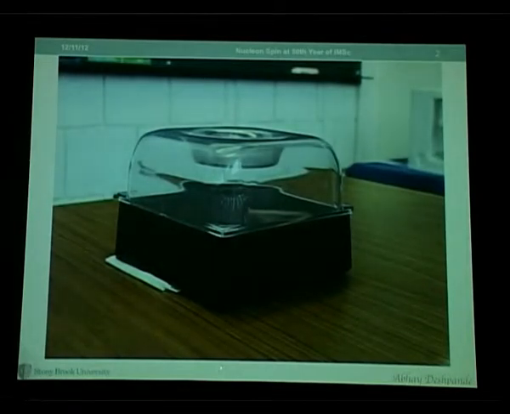So this is called a levitating top. How many of you have seen this? And how many of you understand it? Okay, I don't see anything. Okay. All right, so let's see what this is.